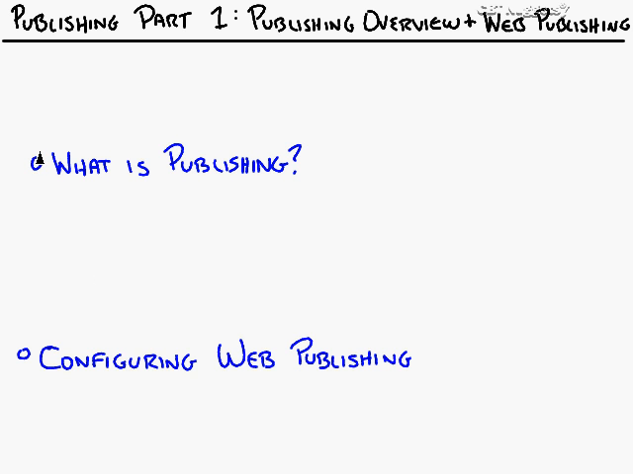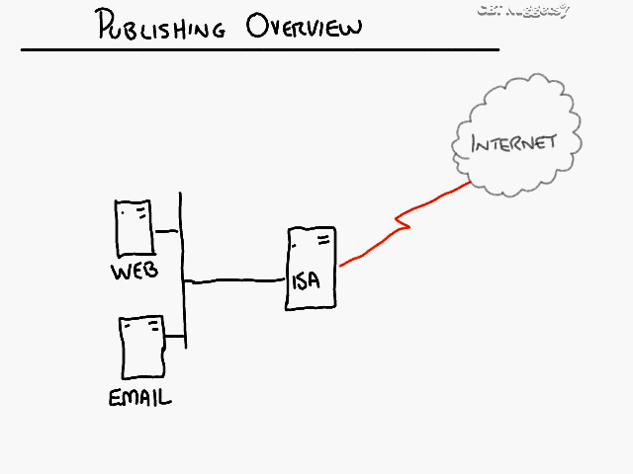And in this first nugget on publishing, we're going to talk about what publishing is. You already know the basic definition. It's configuring access to internal resources, but we'll get more in depth as to what this means to the ISA server. The next thing that we'll do in this nugget is talk about configuring web publishing. And by the time we're done here, you'll be able to configure your ISA server to allow outside access to your internal web servers.